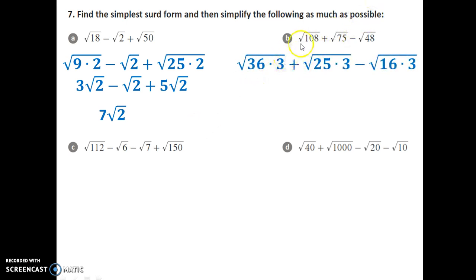That 108 is 36 times 3. This 75 is 25 times 3. And this 48 is 16 times 3. Pull out a 6 here because the root of 36 is 6. Pull out a 5 here. Pull out a 4 here. All like terms combine to make this. Next one.